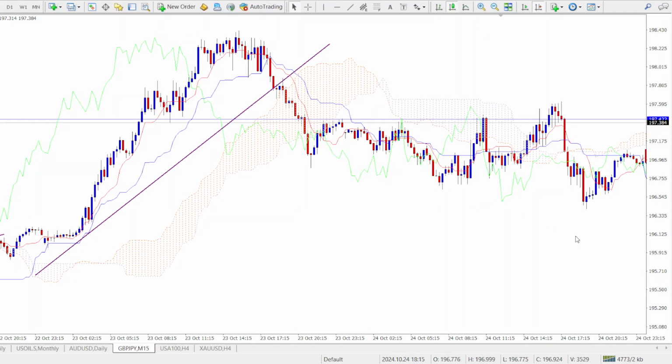Remember, trading is a journey. All right. So stay disciplined, stay informed, and let the Ichimoku Cloud guide you to better trades.